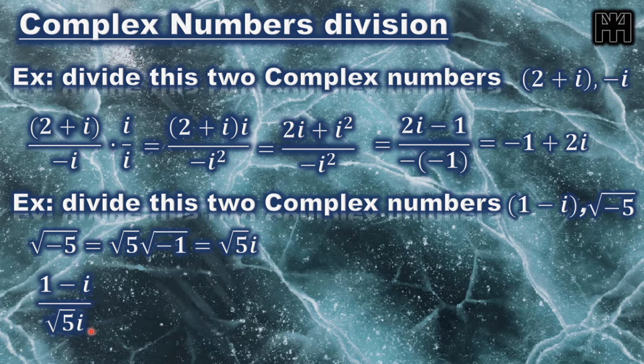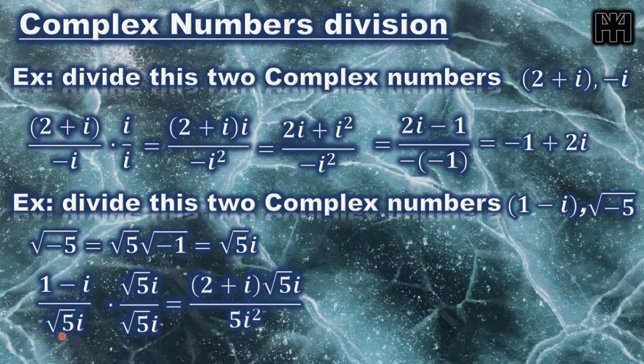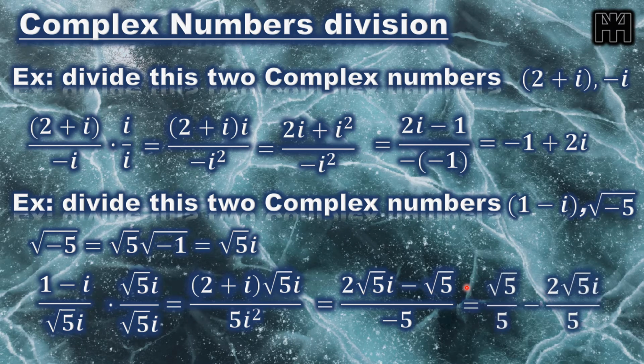Let's get rid of both the imaginary number down there, the i, and the square root of 5. So we'll multiply by root 5 i, up and down. Root 5 squared is equal to 5, and i gives us i squared. We will have negative 5 down there, and 2 root 5 i minus root 5 up top. We'll divide them. The negative root 5 over negative 5 will be positive root 5 over 5. We put the real first. Then 2 square root 5 i divided by negative 5 will be negative 2 square root 5 i over 5.